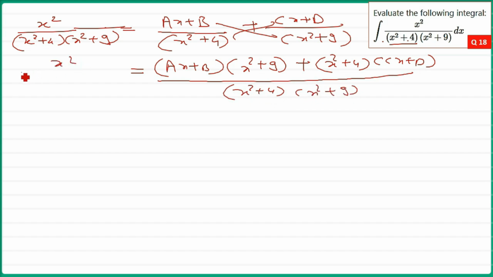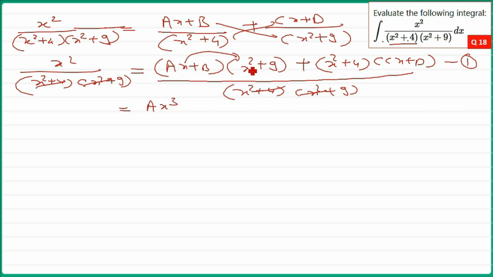Now on the left, it will be x² divided by (x² + 4)(x² + 9). So this denominator you can cancel. Now we can equate these similar terms on the left hand side and right hand side. It means that we need to find out A, B, C, D. And since there are 4 variables, we need 4 equations.